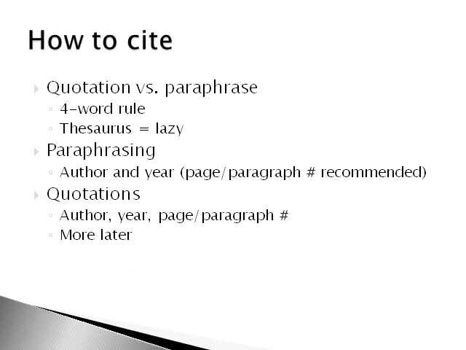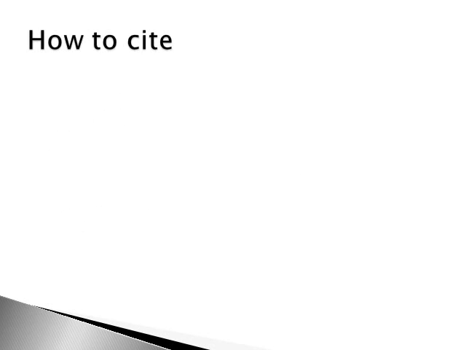Some more details on quotations later, but for now we'll go through looking at paraphrasing and quoting, things that they have in common. Okay. So we know what information goes in a citation, but now we need to talk about where it goes. And you really have two choices. It can either be incorporated into the sentence as part of the narrative, or it can be put in parentheses at the end of the cited material.